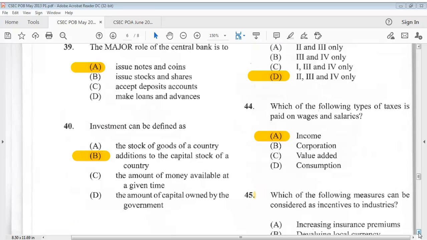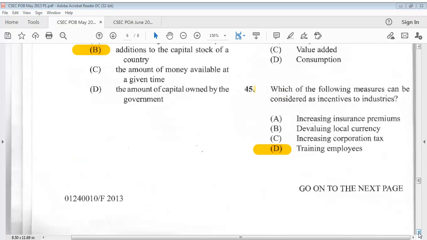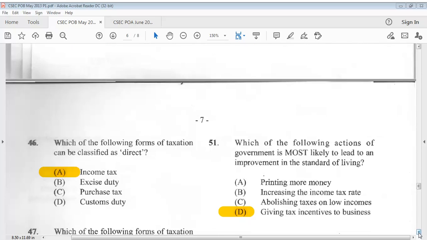44 says, which of the following types of taxes is paid on wages and salaries? We know it is income tax. So A would be our answer. 45 says, which of the following measures can be considered as incentives to industries? A, increase in insurance premiums. B, devaluing local currency. C, increase in corporation tax. Or D, training employees. We know the answer would be D.